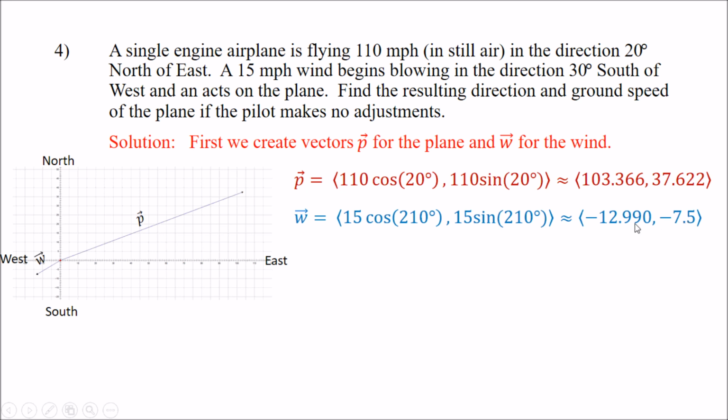And if you think about that, it makes sense that those came out negative, because what I'm saying is it's going west and it's going south. Where the plane, both the horizontal and vertical components were positive, that means he's going east as well as north.